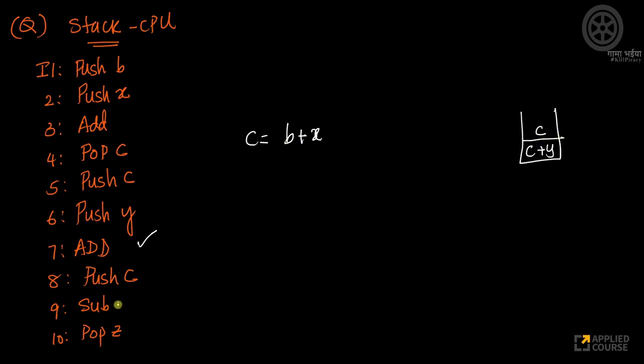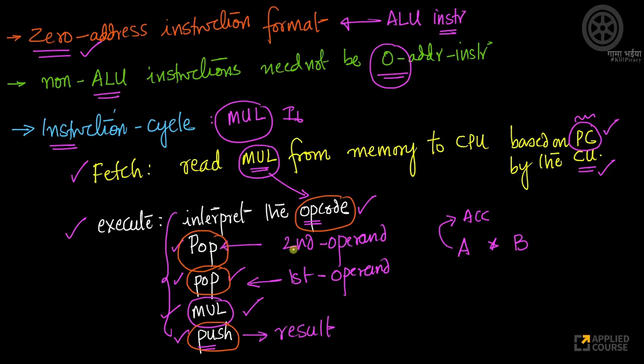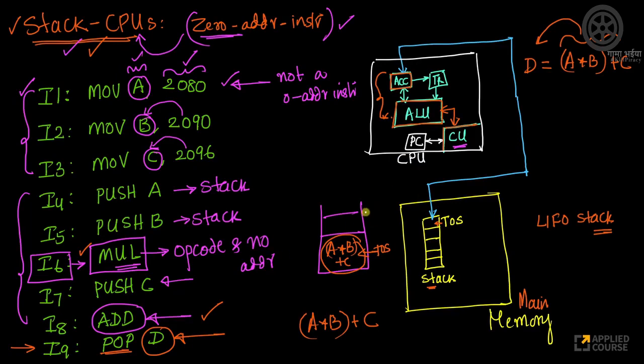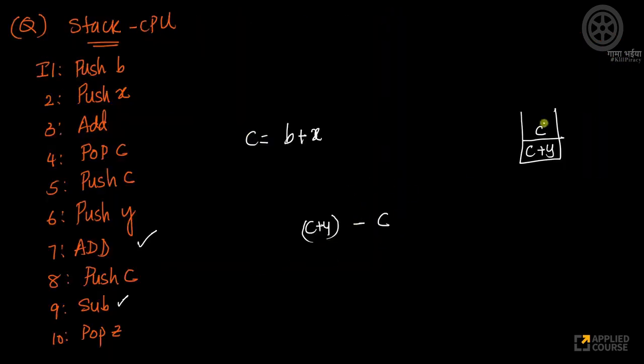Very good. Then it says subtract. So how does subtraction work? The first thing that I'm popping is the second operand. The second thing that I'm popping, C plus Y, is the first operand. Remember the logic here. We always pop the second operand first and the first operand next. So C I popped, C becomes the second operand. C plus Y becomes the first operand. It performs a subtraction operation. So at the end of the subtraction, the result is equal to Y.